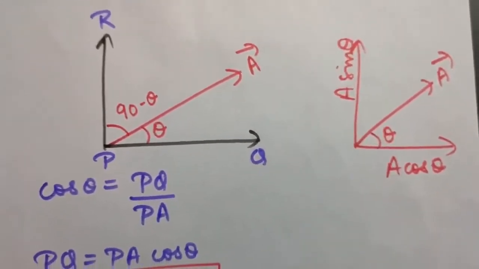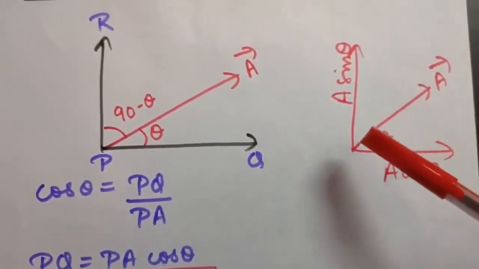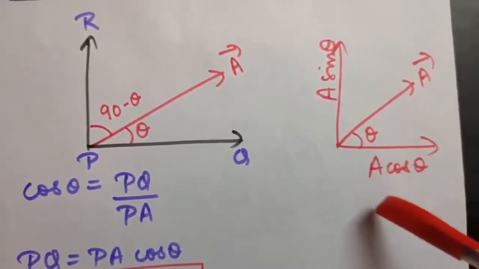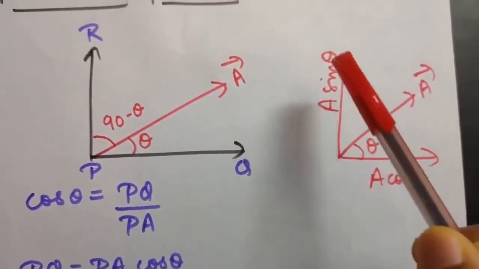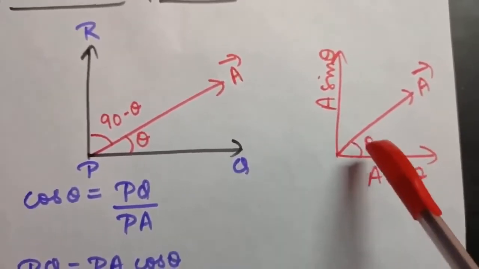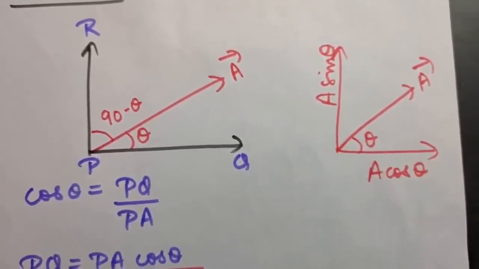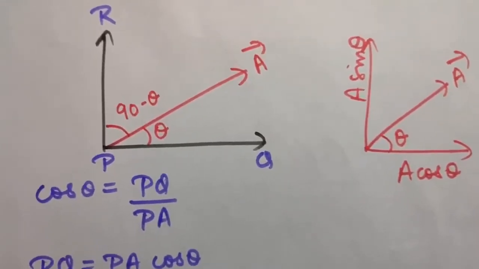To remember this, always remember, if a vector makes theta angle with an axis, then for that axis you will write A cos theta, and for the other perpendicular axis, you will write A sine theta. So the axis with which the angle is made, you will use that for A cos theta. This is called resolution of vectors.